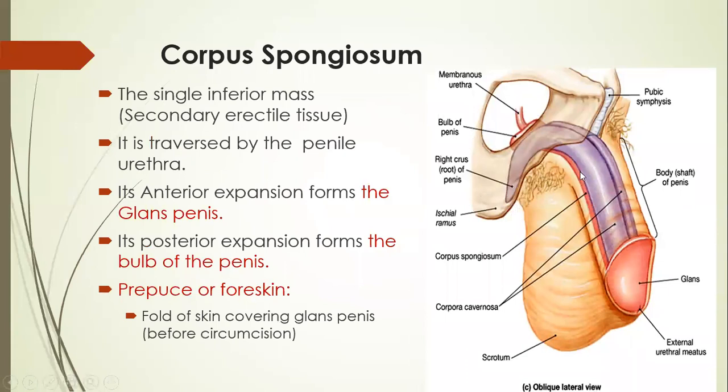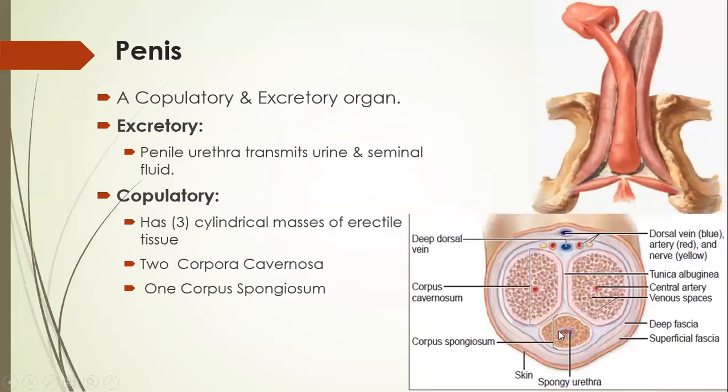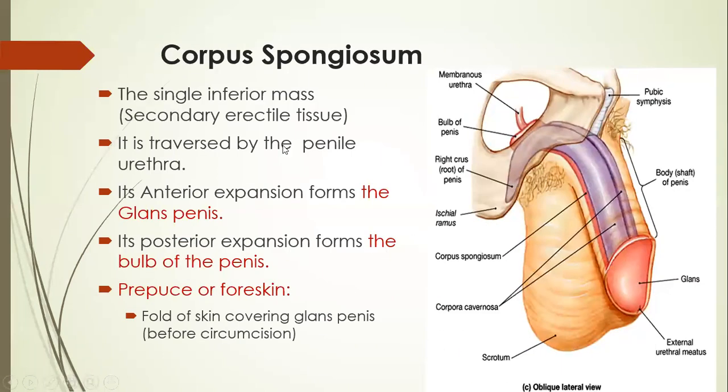Corpus spongiosum is below. This is the corpus spongiosum. This is the single inferior mass of secondary erectile tissue because it doesn't help in erection much. It is the corpus spongiosum which will transport the urethra. It is traversed by the penile urethra. Its anterior expansion forms the glans penis. So the same structure will come in the front and form the glans penis here. Its posterior expansion forms the bulb of the penis. Behind, it will expand to form the bulb, anteriorly expand to form the glans.